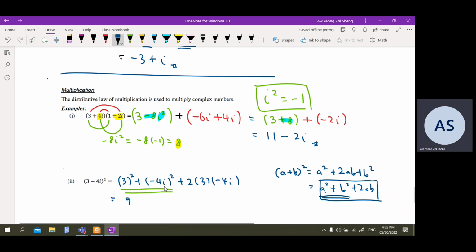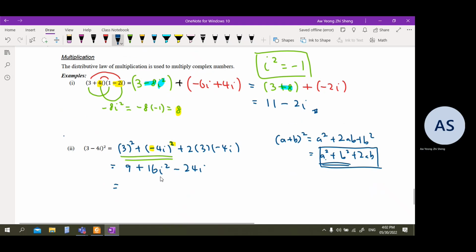3 squared is 9. Minus 4i whole thing squared: when I have negative and square, the negative will just disappear. So I end up having plus 16i squared. And the last term is 2 times 3 times 4, which is 24. That's negative 24i. I squared is negative 1.